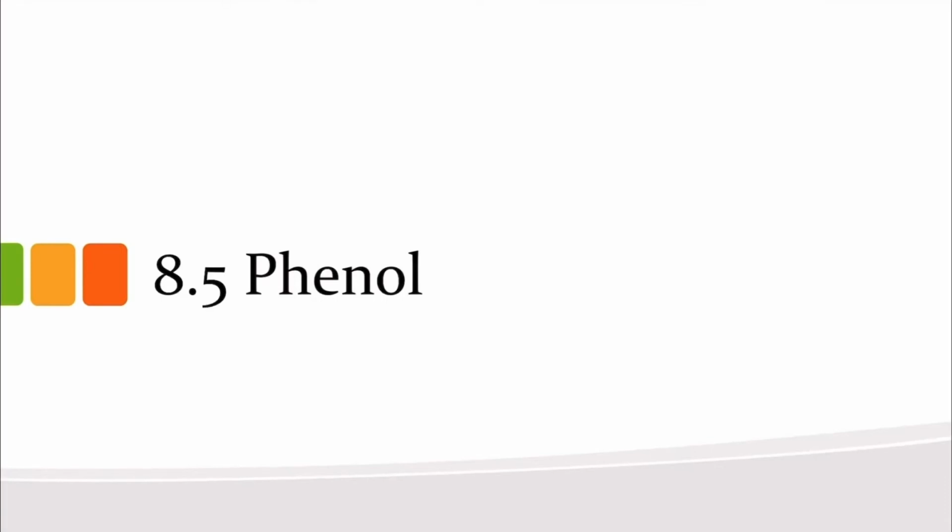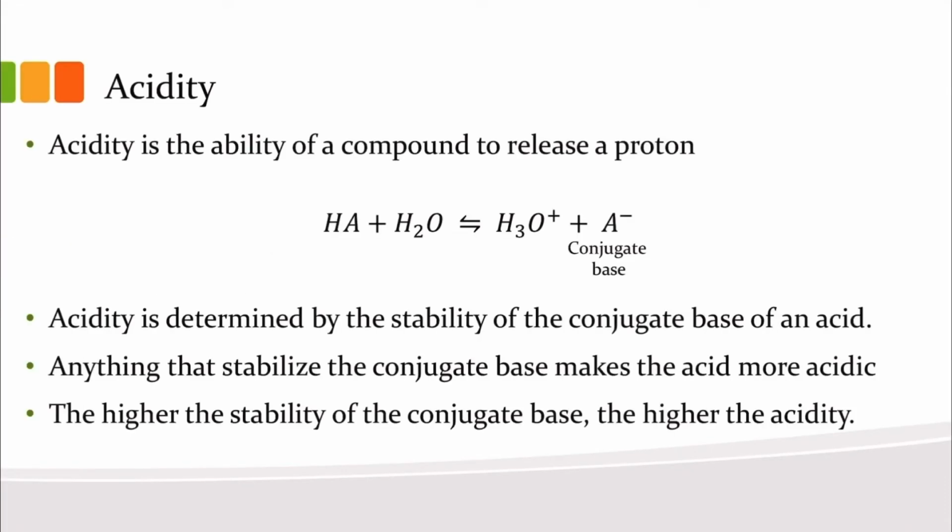Phenol. First, let's take a look at acidity. Acidity is the ability of a compound to release a proton. The dissociation of an acid will produce a conjugate base, and acidity is determined by the stability of the conjugate base of an acid. Therefore, anything that will stabilize the conjugate base will make the acid more acidic. We can say that the higher the stability of the conjugate base, the higher the acidity.